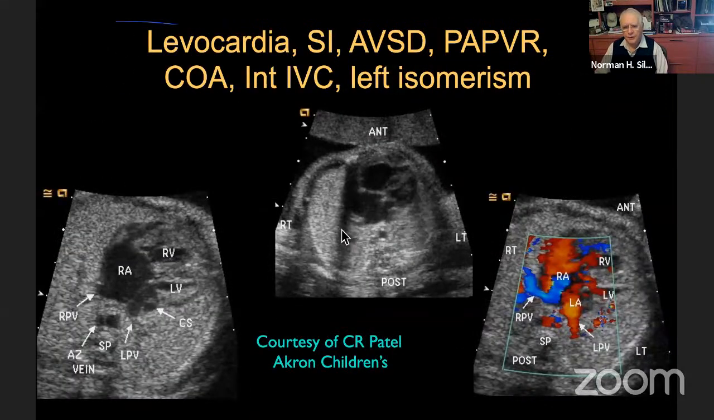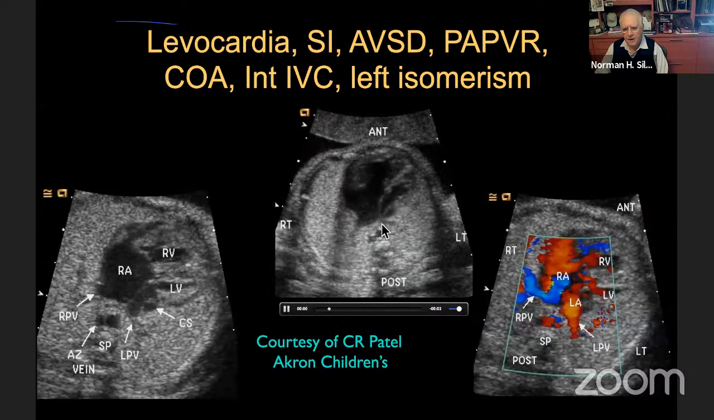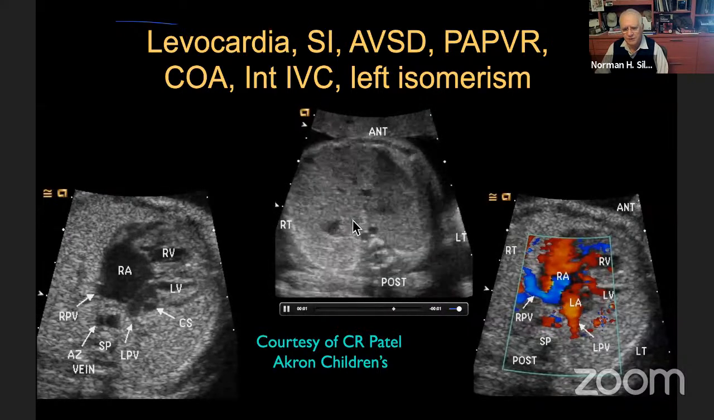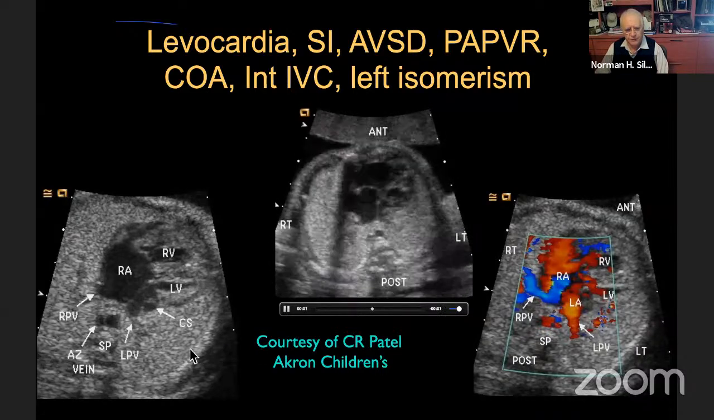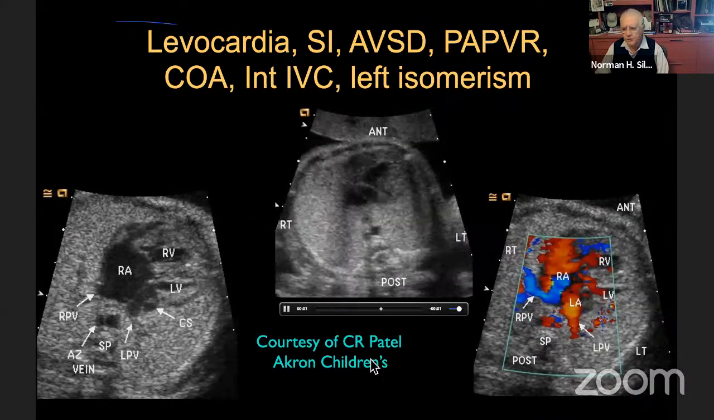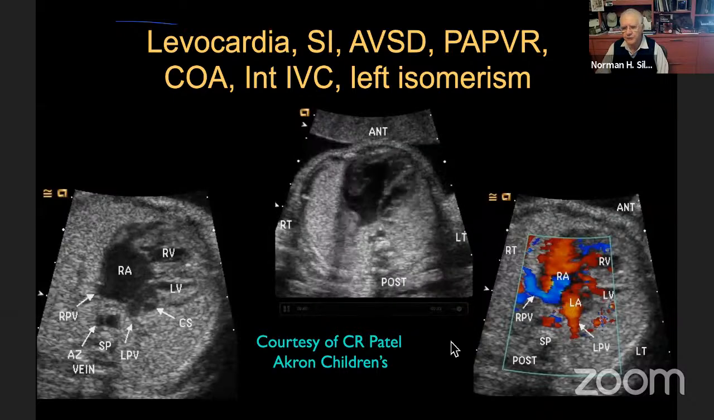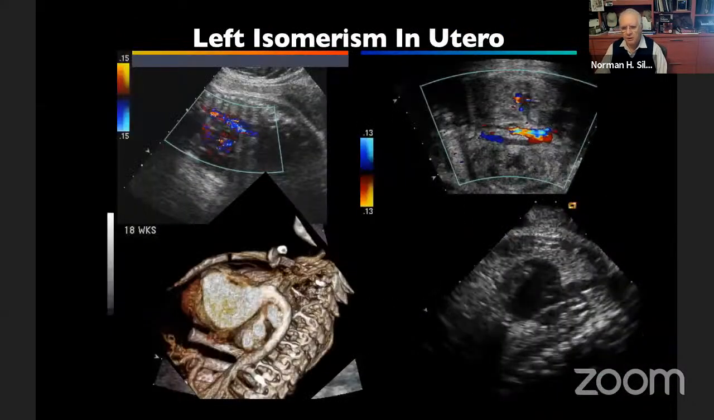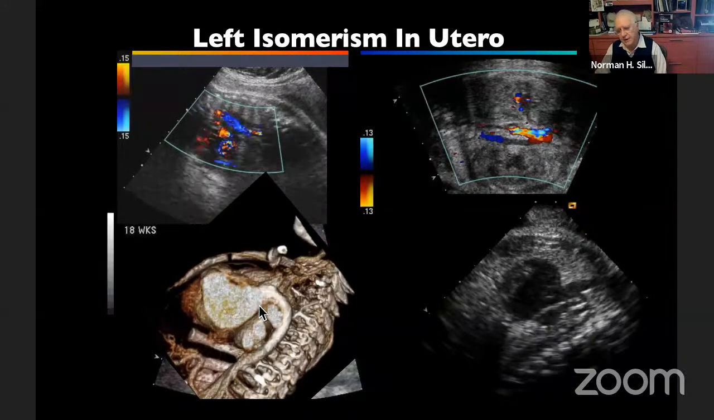Here's an example of left atrial bilateral drainage of the atriums, one to the other side, again from C.R. Patel. And so you can see this very beautifully on the color flow as well. And of course, something that we're all aware of in 90% of patients, the azygous vein draining into the superior vena cava, shown by a CT scan.